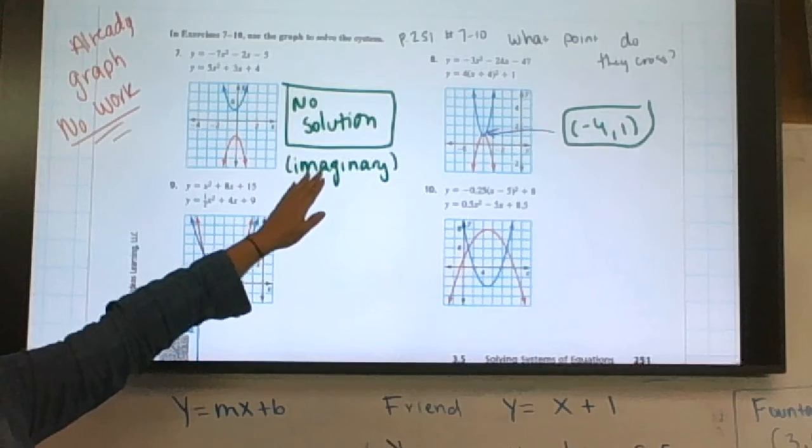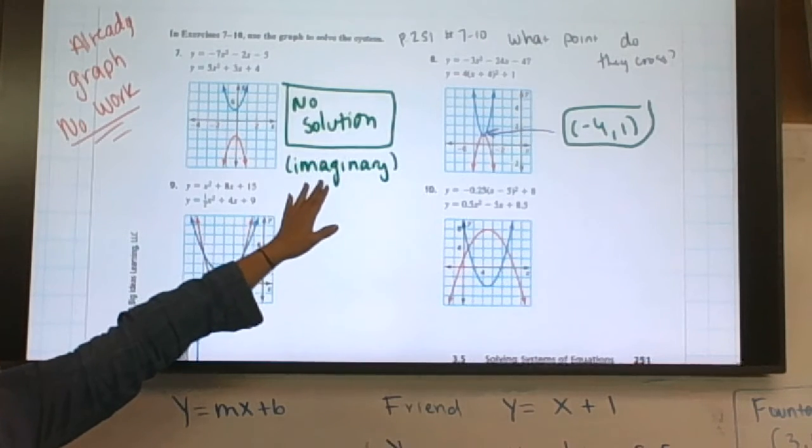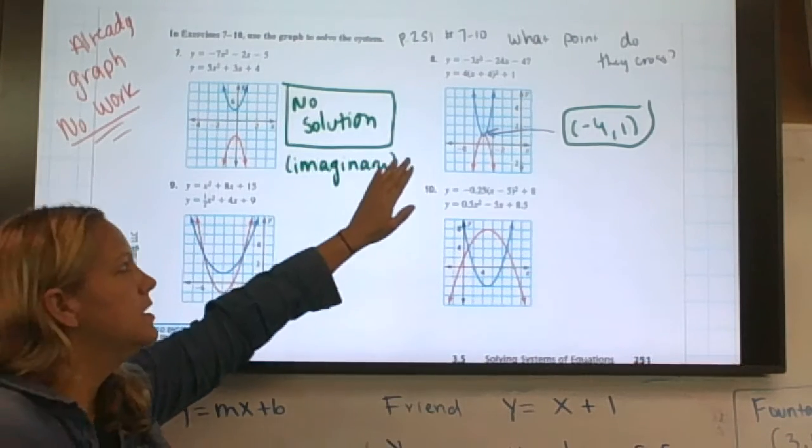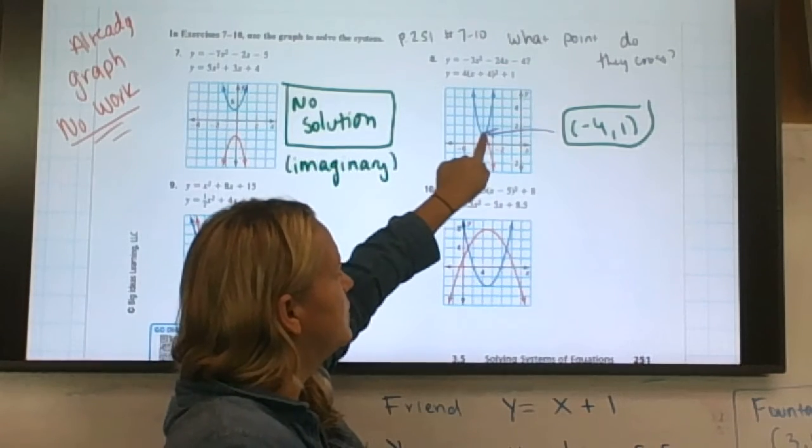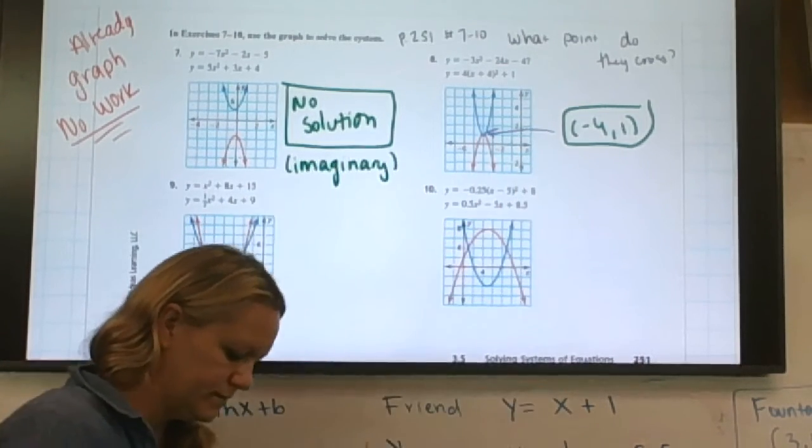I'm wondering if you did all the math, if you got imaginary solutions. You should have. Number 8, they cross in exactly one place, -4, 1. So that's the answer.